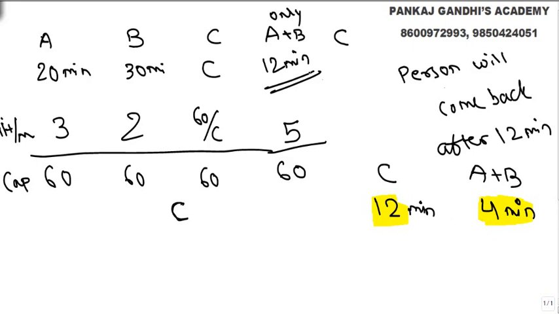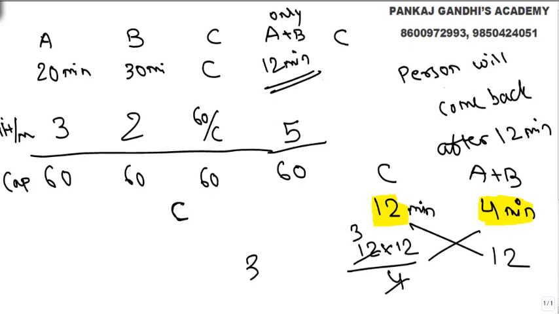Now full tank we know A and B fill in 12 minutes. Same full tank, what all A and B fill in 4, C empties in 12. Full tank A and B fill in 12, so C will empty in how much? 36 minutes.